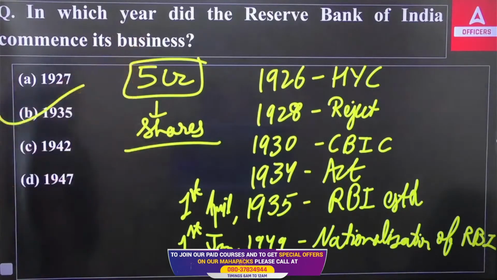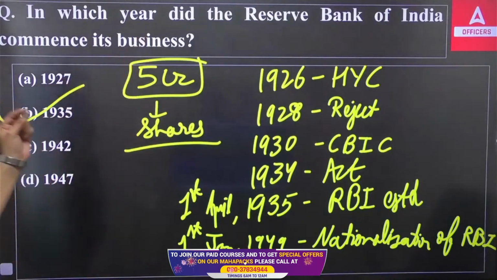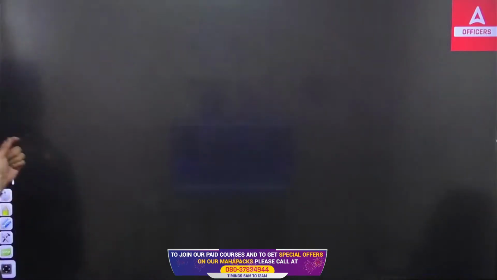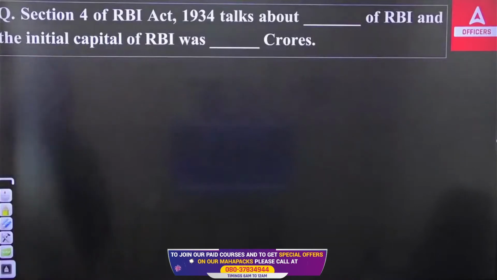So all these years regarding the RBI establishment are important. So do remember these. These are very important. Next, the right answer is 1935. Next we have Section 4 of the RBI Act.